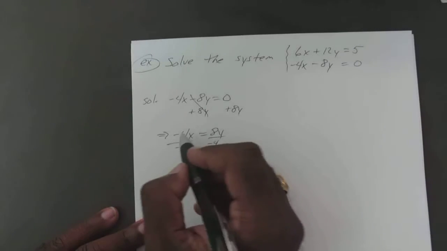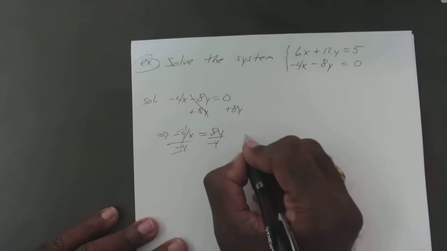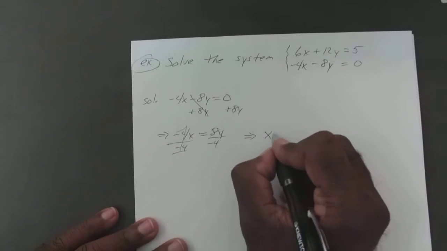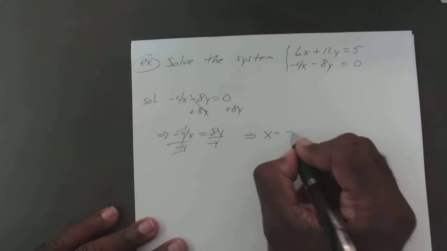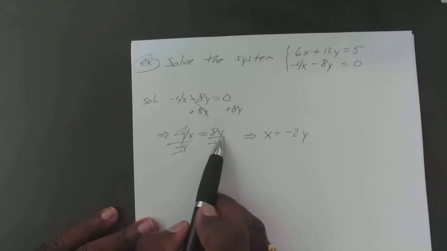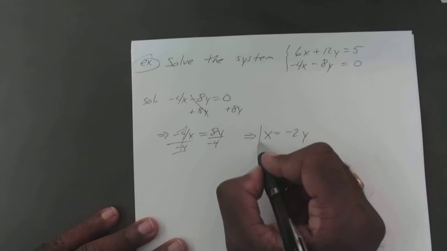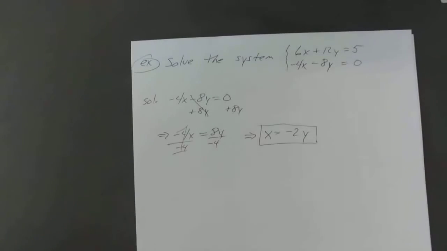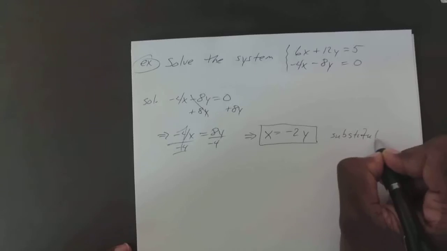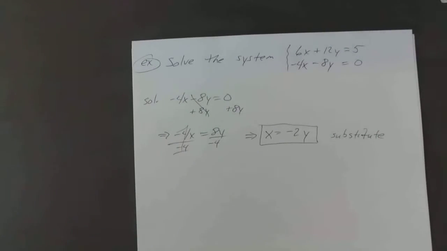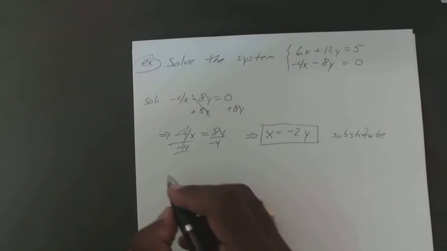Negative 4 divided by negative 4 is 1. So that gives us x equals 8 divided by negative 4 is negative 2, and don't forget your y that's right there. So once again we were able to solve for a variable so we can substitute. So now we substitute. We just plug that into the first equation.